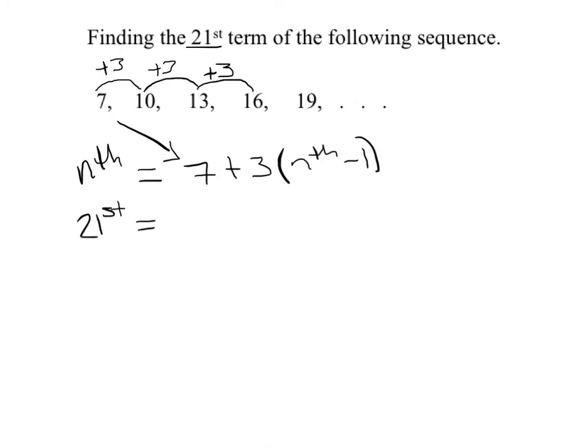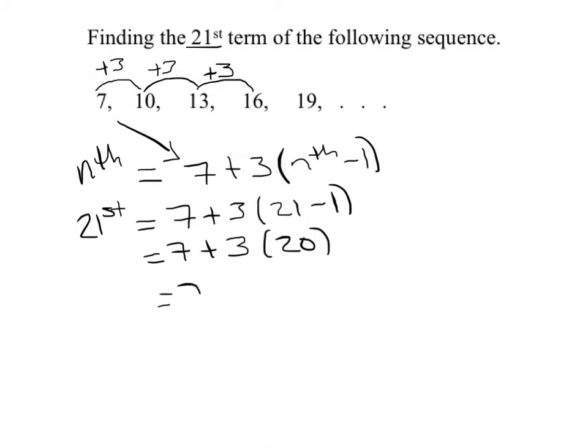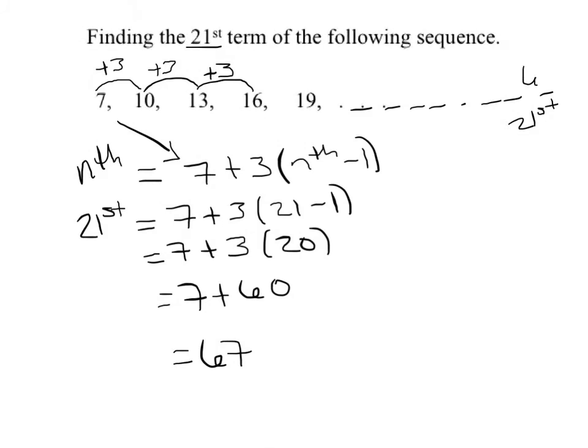21st will be equivalent to 7 plus 3 times 21 minus 1. Let's go ahead and simplify that. 7 plus 3, 21 minus 1 is 20. And we'll work that out. 7 plus 3 times 20 is 60. 60 plus 7, 67. So that means that by the time we plug it in, and we get to our 21st term, the number in our sequence is going to be 67.